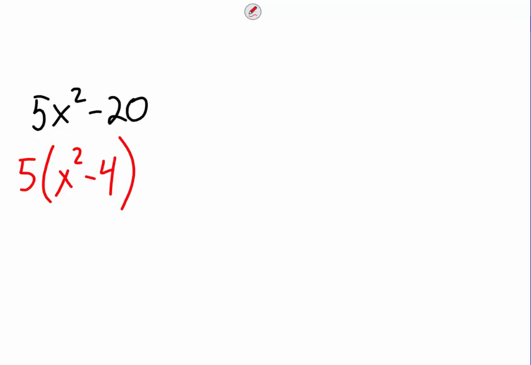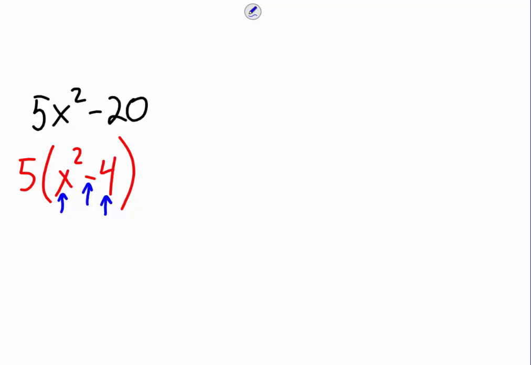Again, some people are going to stop here. You really have to be able to recognize what this is. This is called the difference of perfect squares, or some people just call it the difference of squares. Either one is a good name for it. The reason why is difference comes from the minus sign. And x squared is a perfect square because it's x times x. And 4 is a perfect square because it's 2 times 2.